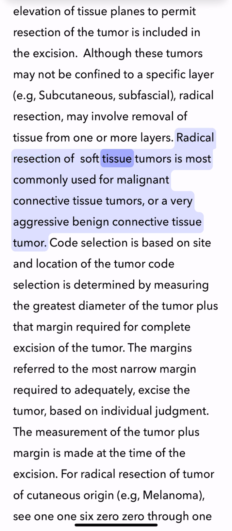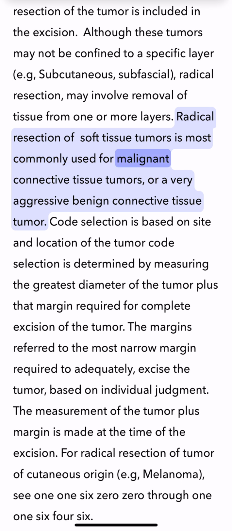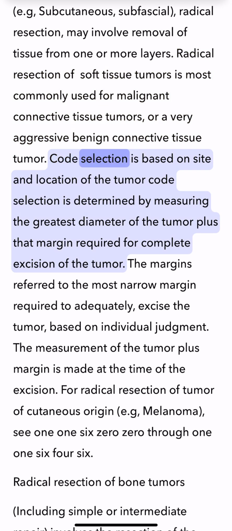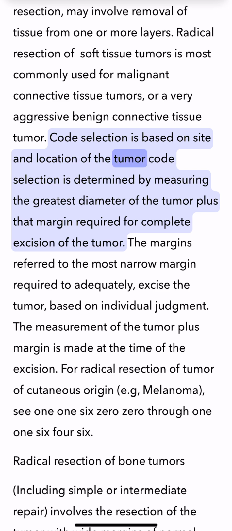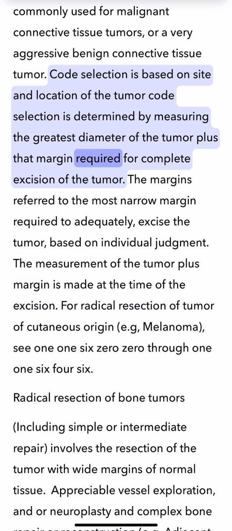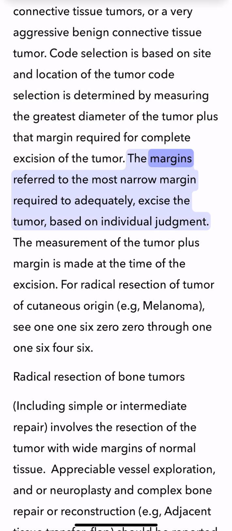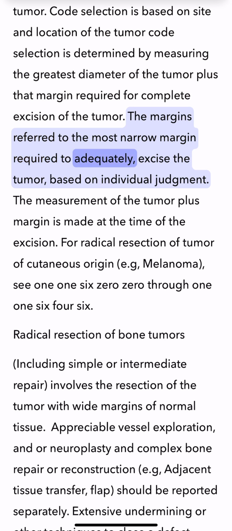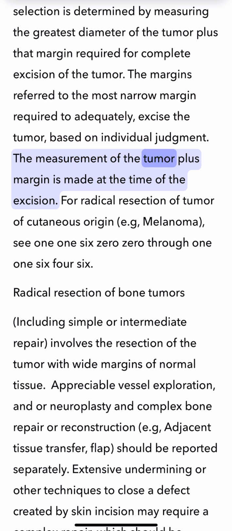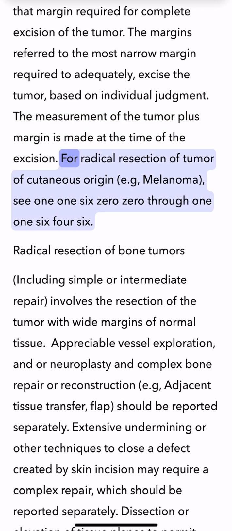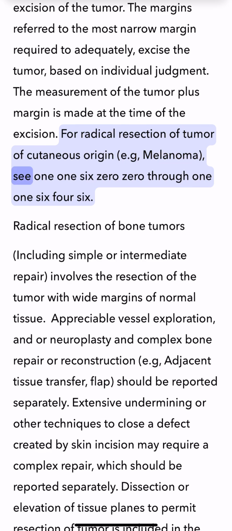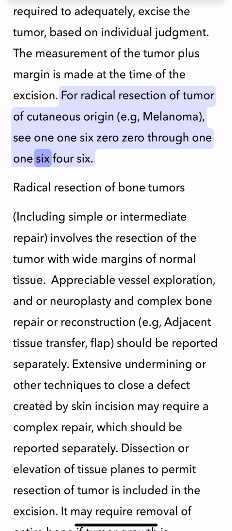Radical resection of soft tissue tumors is most commonly used for malignant connective tissue tumors or a very aggressive benign connective tissue tumor. Code selection is based on size and location of the tumor. Code selection is determined by measuring the greatest diameter of the tumor plus that margin required for complete excision of the tumor. The margins referred to are the most narrow margin required to adequately excise the tumor. Based on individual judgment, the measurement of the tumor plus margin is made at the time of the excision. For radical resection of tumor of cutaneous origin, for example, melanoma, see codes 11600 through 11646.